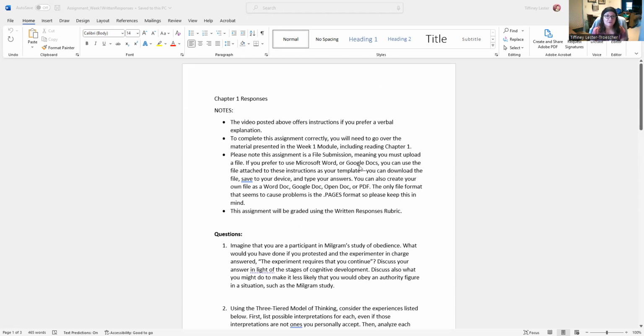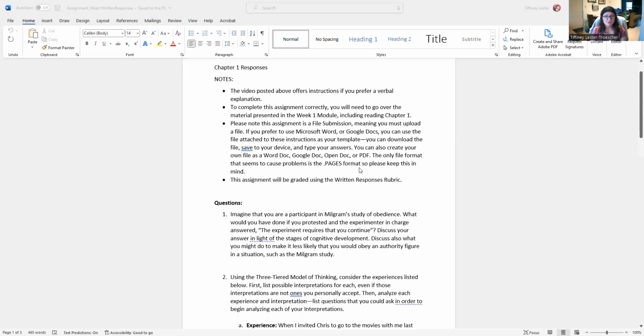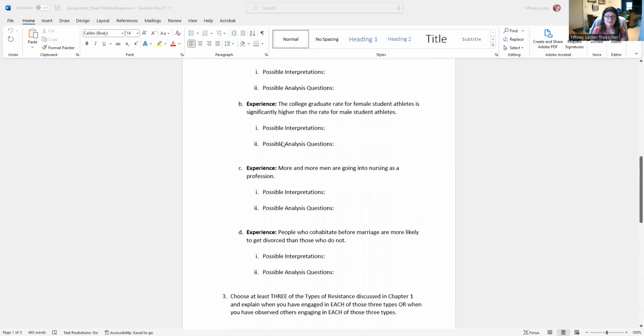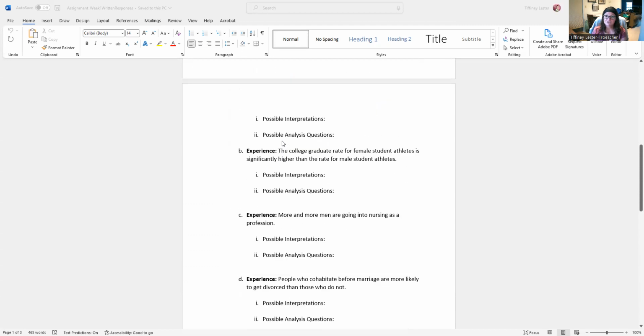However you decide to go about it, you'll just have to have typed responses in a file format that you can then upload and submit, and hopefully it is in a format that I can open. All right. I will be grading this using the written response rubric. Remember, you can access that under the Getting Started area if you'd like to see how you will be assessed. Basically you're just answering some questions this week. So you've got 1, 2, 3, 4, 5 questions, right?